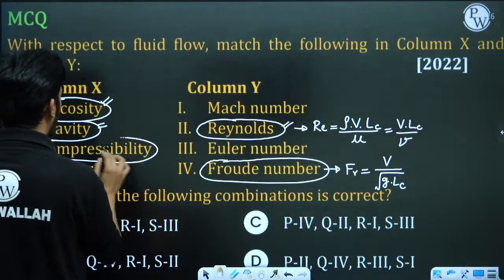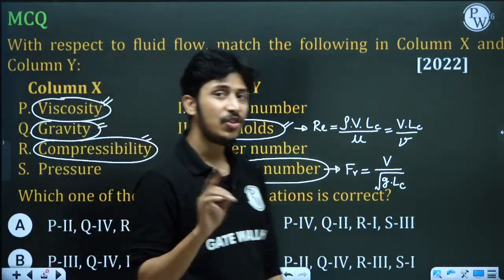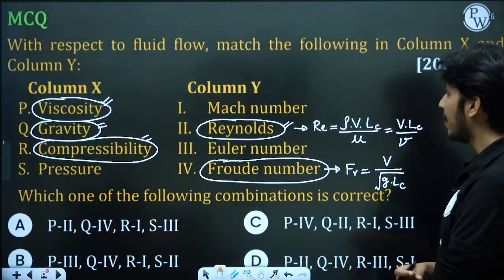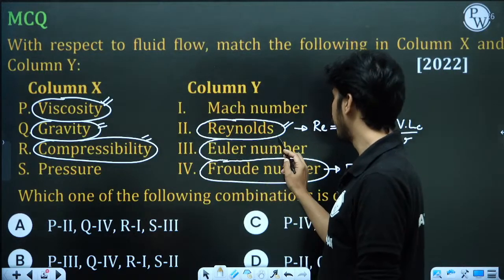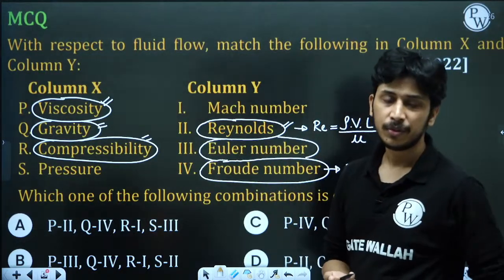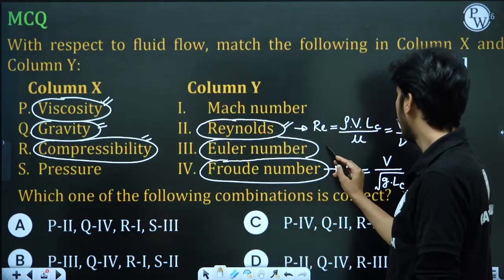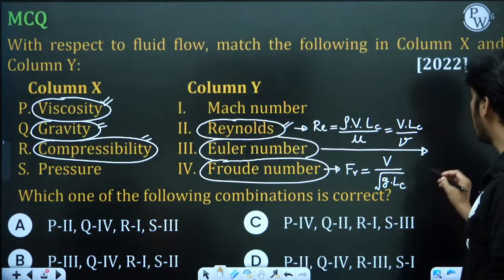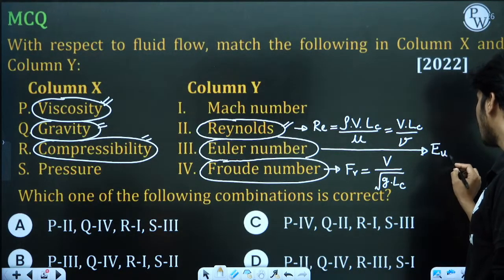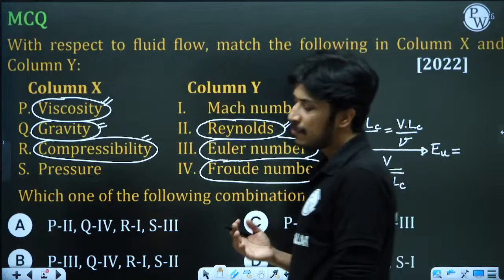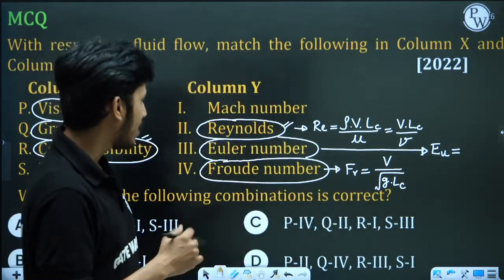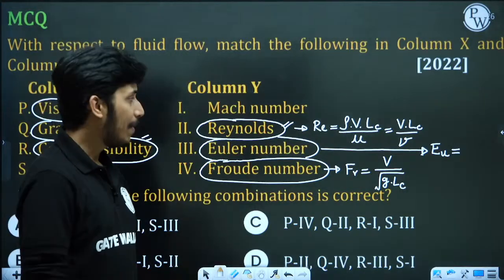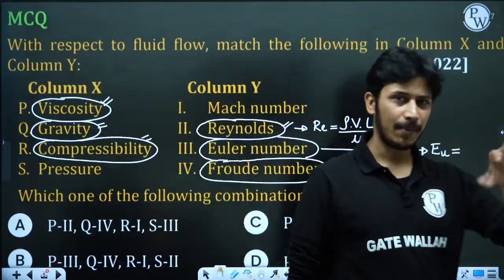Compressibility number. Whenever compressibility is dominant, meaning the density is changing, density will come into the picture. Then you will use the Euler number because density comes into the picture. The Euler number is actually 1 upon the Ruark number, or sometimes we say Euler and Ruark are equal. Scientists sometimes use Euler and Ruark as the same formula.